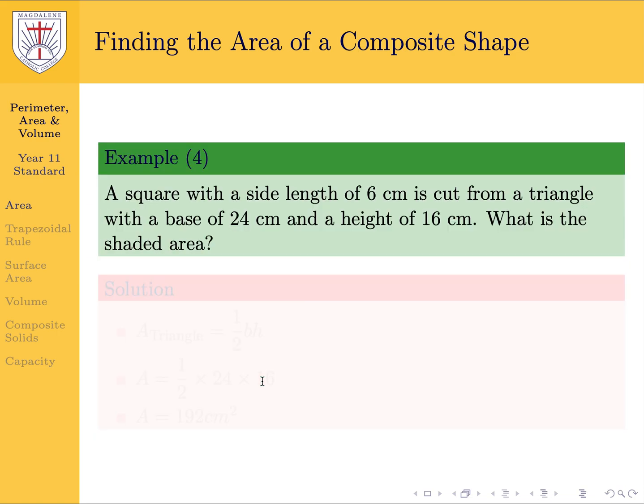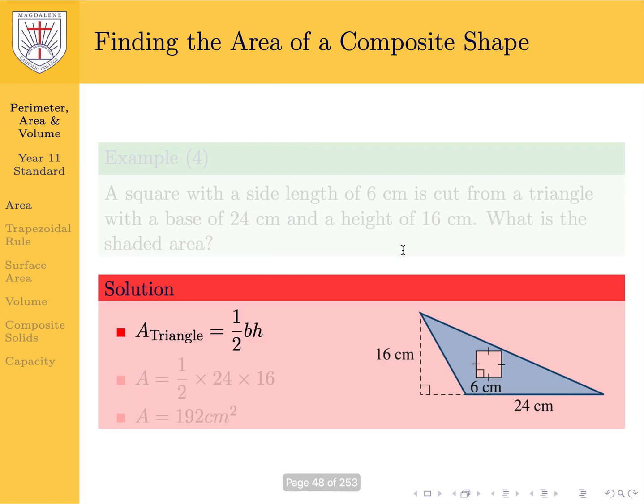Next example, we have a square with a side length of 6 centimeters and it's cut from a triangle with a base of 24 centimeters and height of 16 centimeters. What is the shaded area? Just like with the last question, conceptualizing this is part of the difficulty of these questions. So a square with a side length of 6 is cut from a triangle with a base of 24 centimeters and height of 16. Well, after a bit of thinking, we end up getting a picture like this.